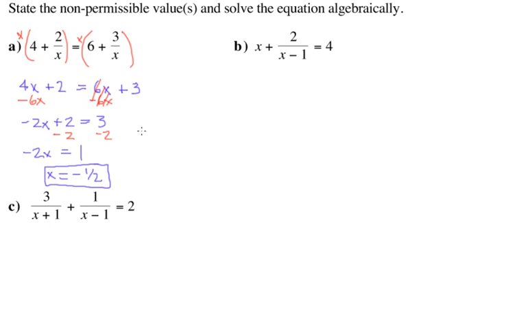What did I forget? Non-permissible values for this? There's only one and it's easy. X cannot equal 0. This solution isn't 0, which means it's okay.